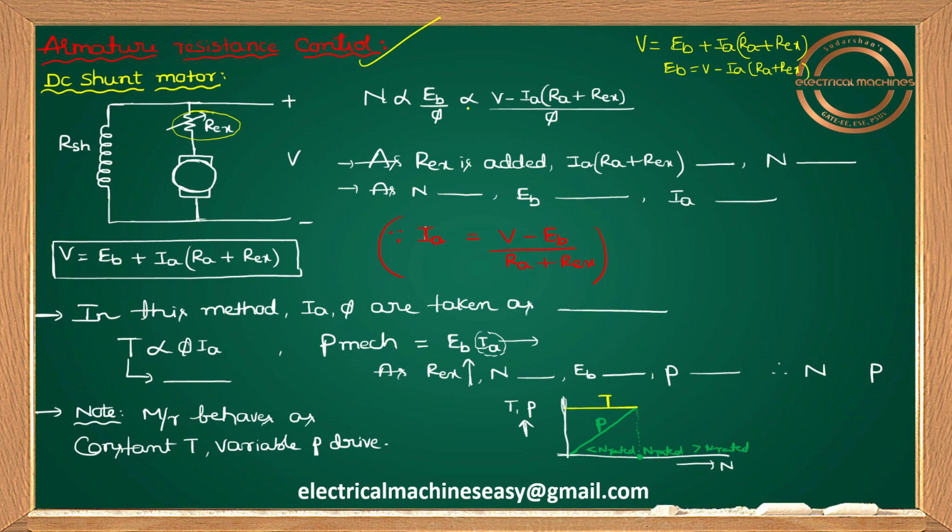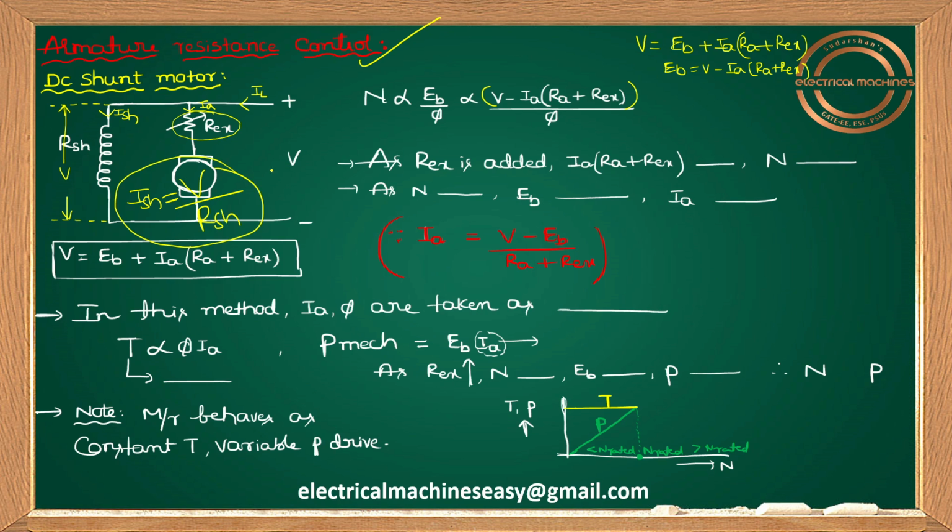So N is proportional to, in place of EB, V minus IA into (RA plus REX) by phi. Let us see what voltage appears across the shunt field winding resistance: the supply voltage V. The line current IL divides as IA and ISH. So the formula for the shunt current ISH is V by RSH.